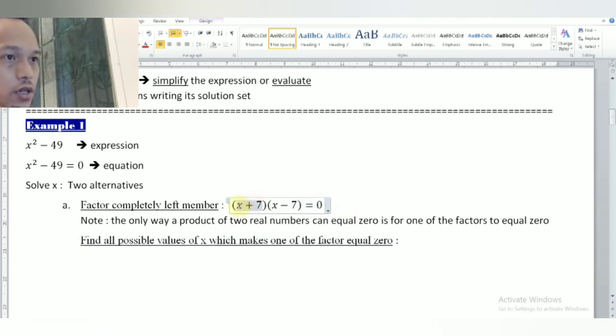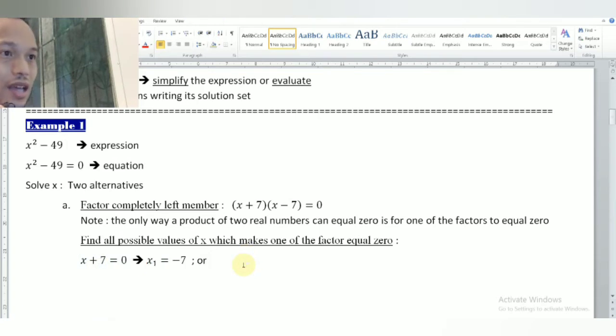So for the first one, how if this one is 0? What is the possible value of x? So I will make this statement. The first candidate is x plus 7, from the first factor, equals 0. So x will be equal to negative 7. I will explain about the operation later, but this is just an introduction.